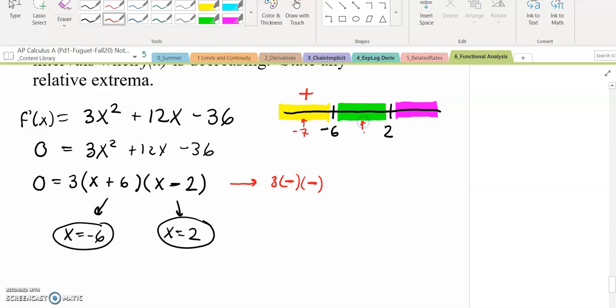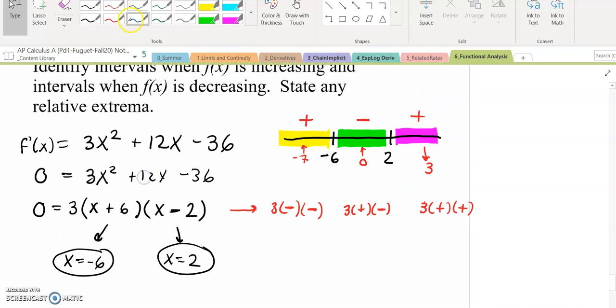For my next region, I love picking 0 when I have the ability to. So we're going to get 3 times 0 plus 6, which is a positive, and 0 minus 2, which is a negative. So we have 3 times a positive times a negative, so the sign is negative in this middle section. And then for the last region, I'll choose the number 3. We'll get 3 plus 6 is 9, and 3 minus 2 is 1. So those are all positive values. And so we're going to get positive, negative, positive. What this tells me is that we're going to be increasing, then decreasing, then increasing.